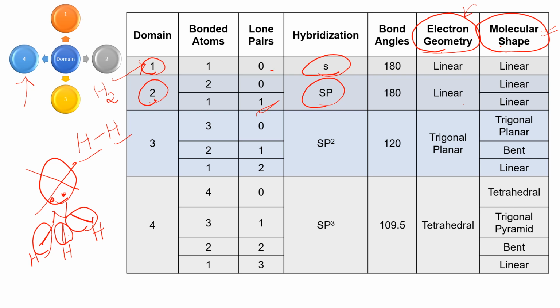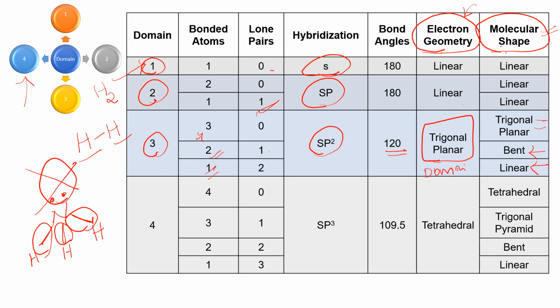I hope that helps. So when you have domain 3, it is 3 bonded atoms, or 2 bonded atoms and 1 lone pair, or 1 bonded atom and 2 lone pairs. That hybridization falls under sp2 with a bond angle of 120 and the electron geometry of trigonal planar. The electron geometry is common because, irrespective of whatever, electron geometry depends on domain, while the molecular shape depends on how many bonded atoms there are. Since it is 3 bonded atoms, the molecular shape is trigonal planar. If you have 2 bonded atoms, it's bent shape. And if you have only 1 bonded atom, it is linear.